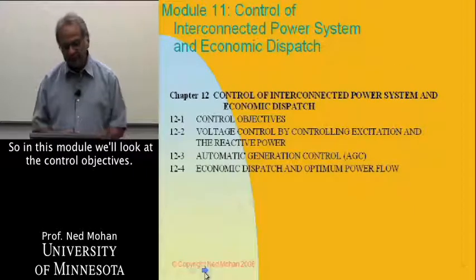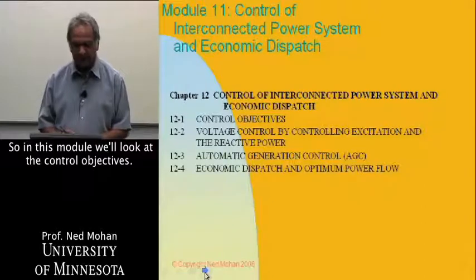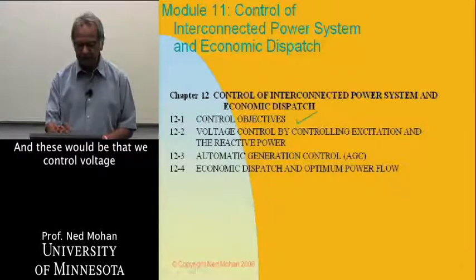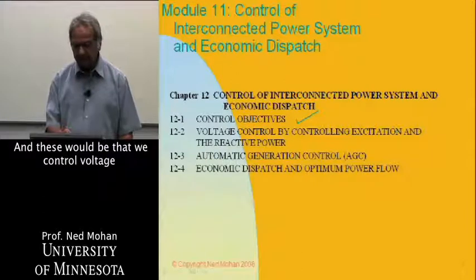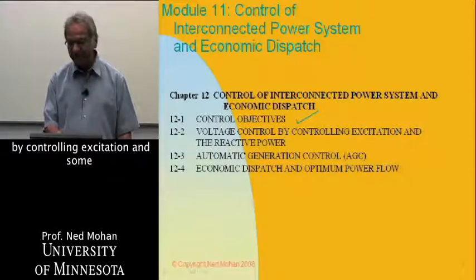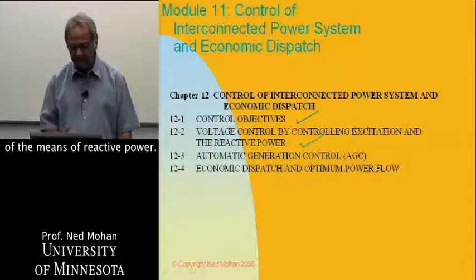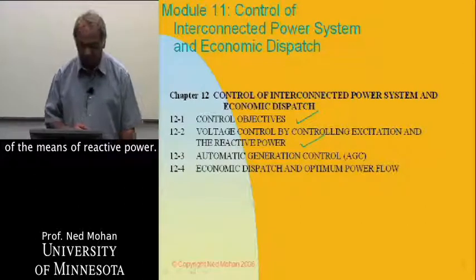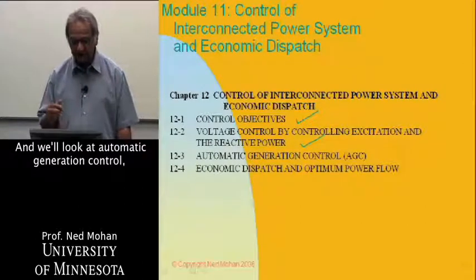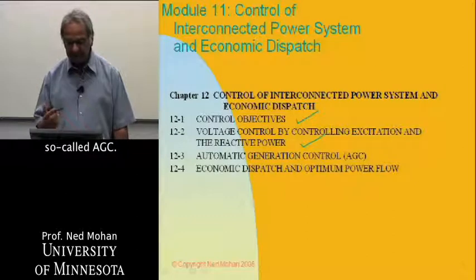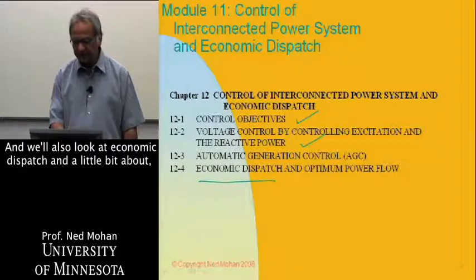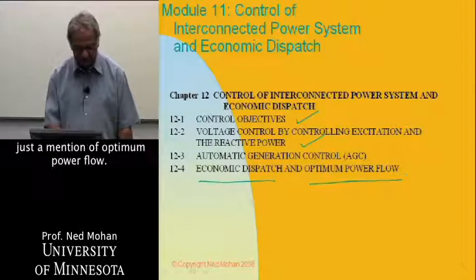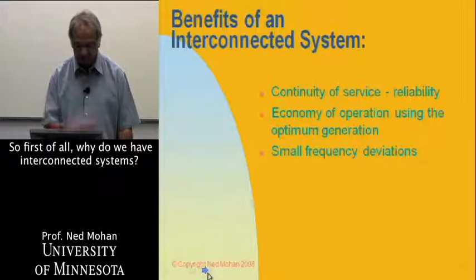So in this module, we'll look at the control objectives. These would be that we control voltage by controlling excitation and some other means of reactive power. We will look at automatic generation control, so-called AGC. And we'll also look at economic dispatch and a little bit about, just a mention of, optimum power flow.